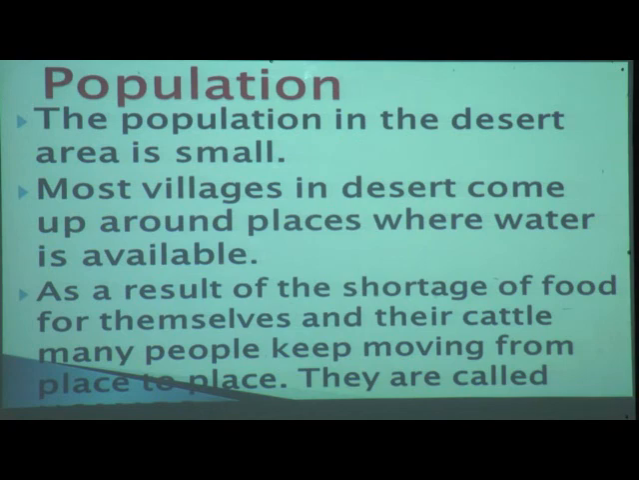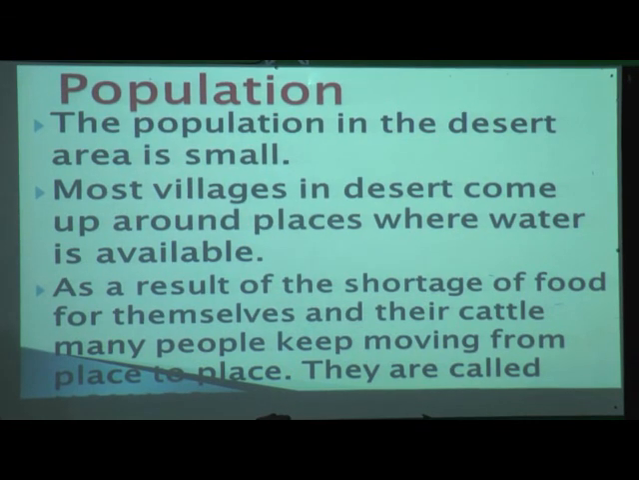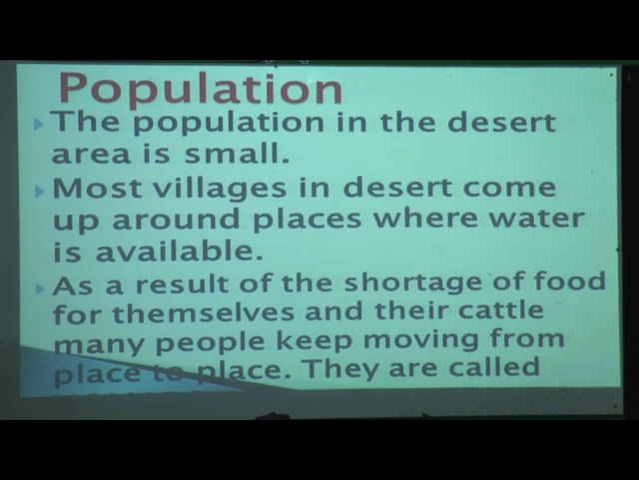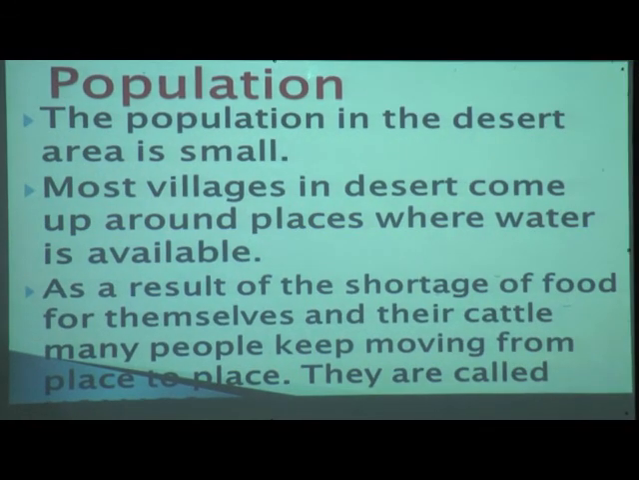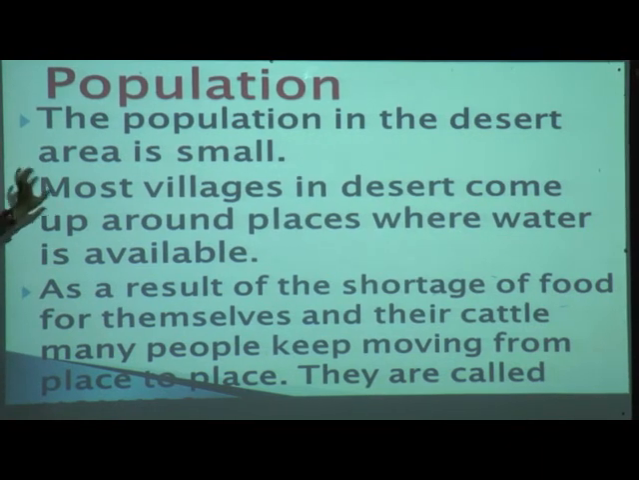Now come to the point of population. Population in the desert area is very small, as the people move from one place to another in search of food, water and everything. So here the population is less. Most villages in the desert come up around places where water is available. As a result of the shortage of food for themselves and their cattle, many people keep moving from one place to another. They are called nomads.